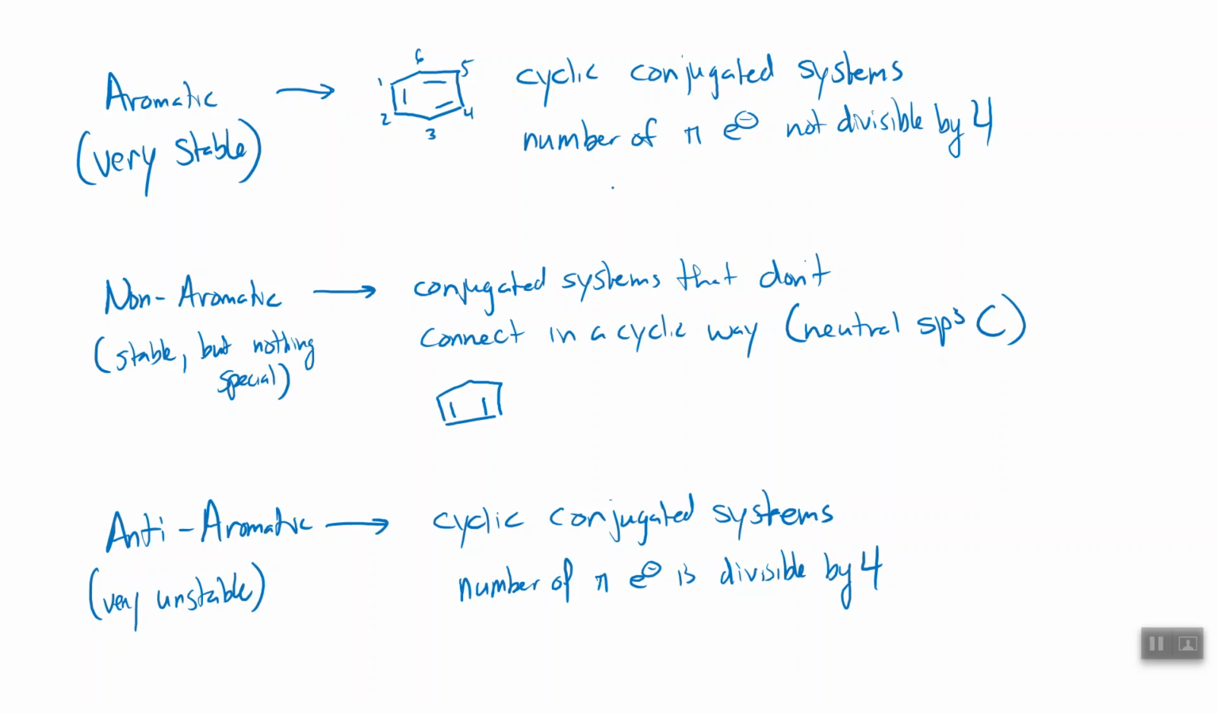So if the number of pi electrons is not divisible by 4 and you have a cyclic conjugated system, you get a very stable aromatic ring, like the benzene ring. If the number of electrons is divisible by 4, you get an anti-aromatic ring, which is going to be very unstable. And if you have neutral sp3 carbons, then you don't have a complete cyclic system, and you no longer have either anti-aromatic or aromatic.